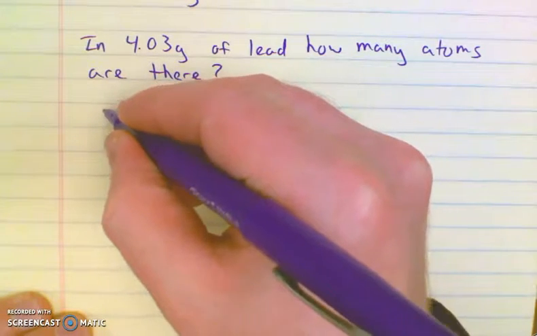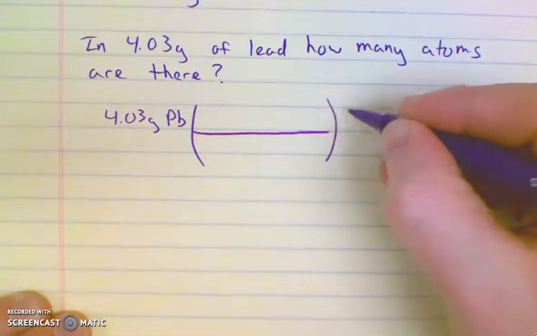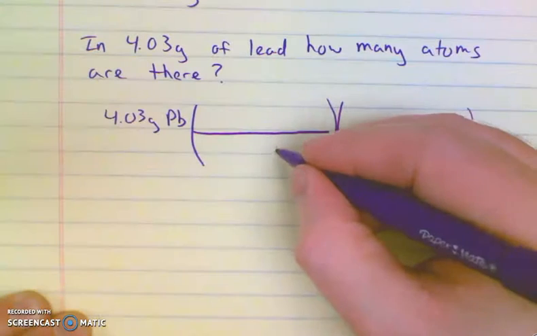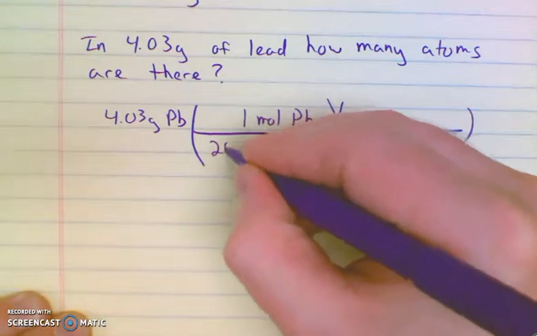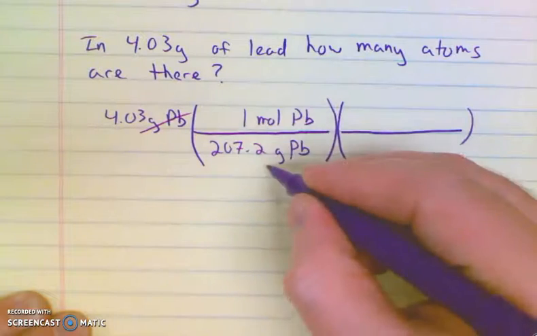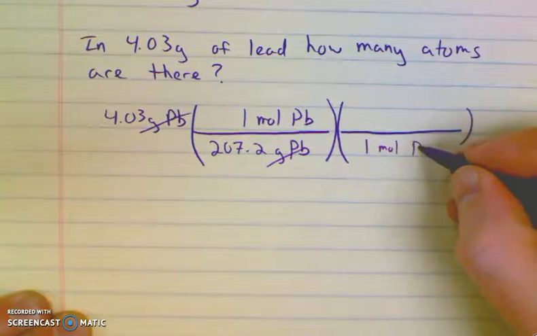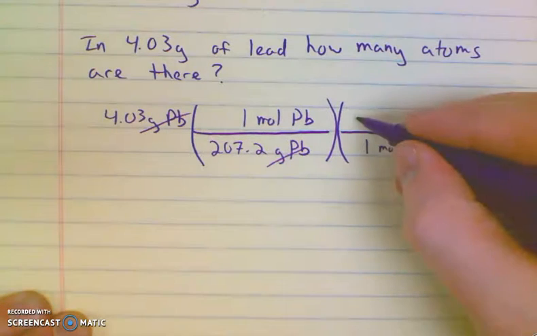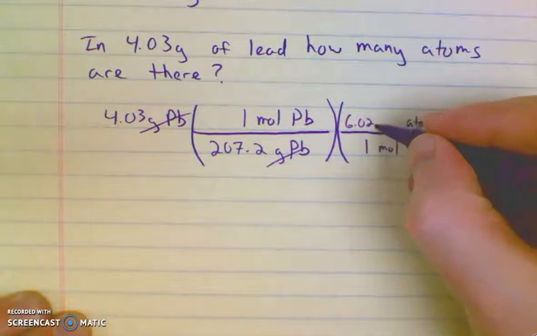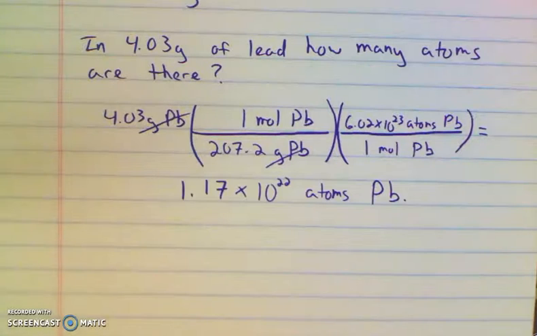Okay, let's begin. 4.03 grams of lead, and we've already established that we need to take 2 steps here. Put our grams of lead below, 1 mole of lead. Look it up on our periodic table. Cancel our grams, and now we're into moles. Now we go to our next step. To cancel moles, we put moles on the bottom. And on the top, we'll put atoms of lead, because that's what we're trying to get to. How many atoms per mole? 6.02 times 10 to the 23rd. And now go ahead and do your calculation. So hopefully you got 1.17 times 10 to the 22nd atoms of lead.